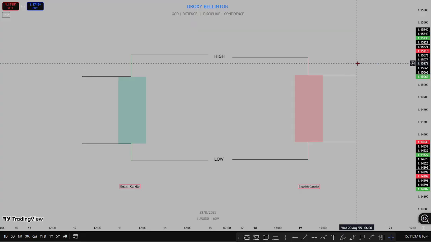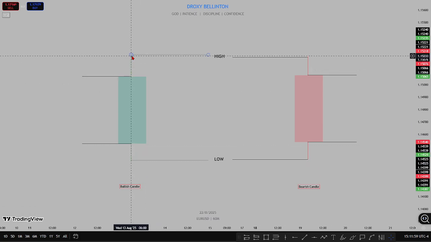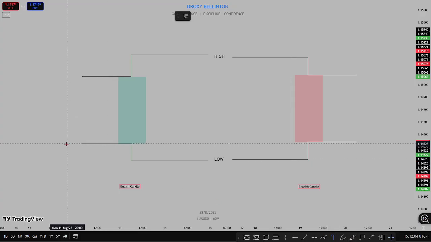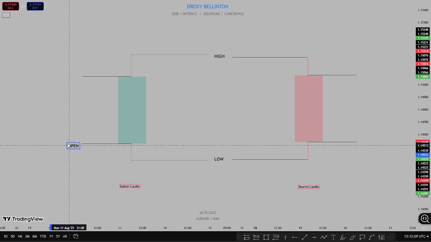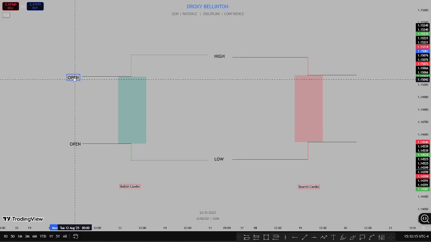Let me talk about something before I type. A bullish candle has a life cycle: the open, then the low, the high, and the close. Since it's bullish and we want upper prices, the open is always at the bottom. Let's put the open here, and then let's put the close here.